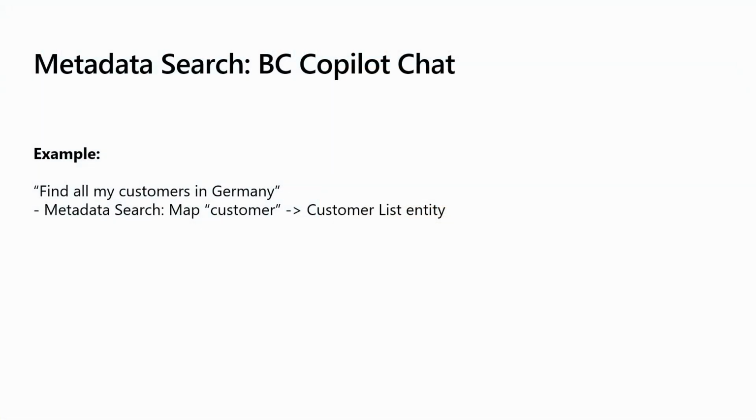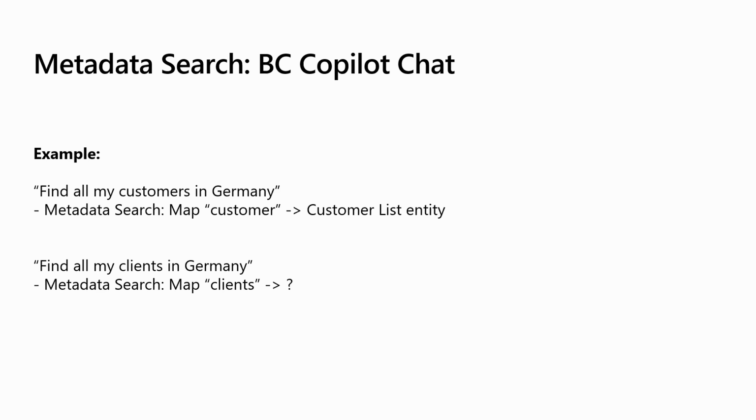So here I have a query, or the user has a query, find all my customers in Germany, right? So what Copilot tries to do is it tries to understand the intent of the user. And as a part of that intent analysis, we'll try to map any entities that we find in the user's request to our Business Central entities, right? So in this case, for example, it finds the page identifying phrase as customer, and it maps customer to the customer list page, and Copilot Chat answers your query because it gets the information from that page.